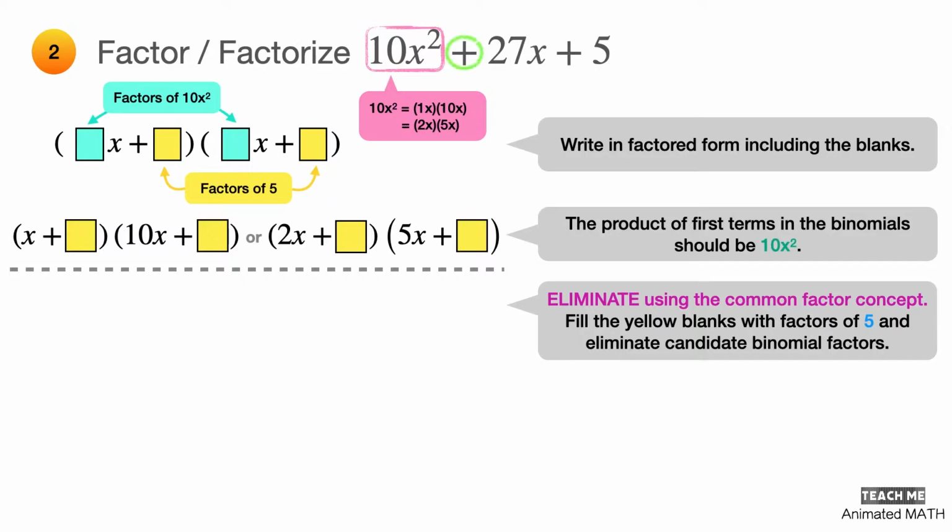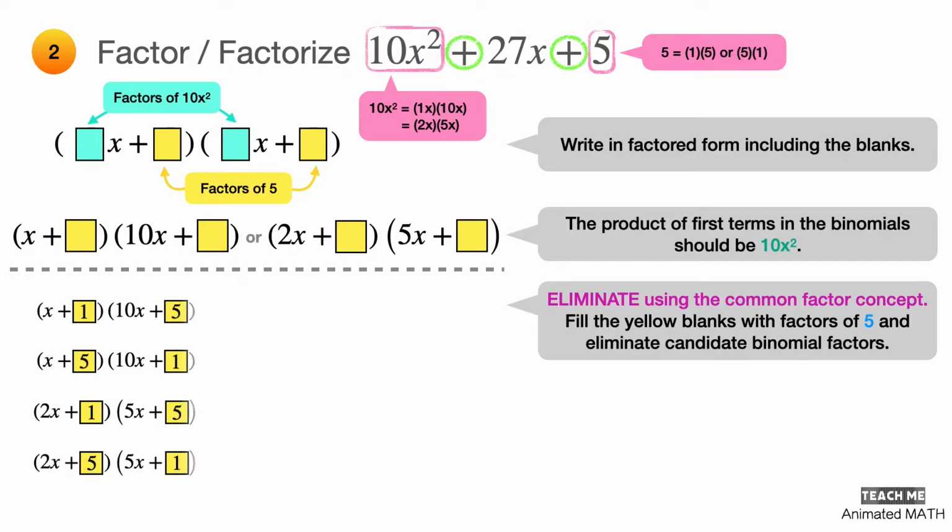Since both the middle and last terms are positive, it means that the factors of 5 should be positive as well. Fill in the yellow blanks with the possible factors of 5. Eliminate all candidate factors with common integer factors that are not 1.